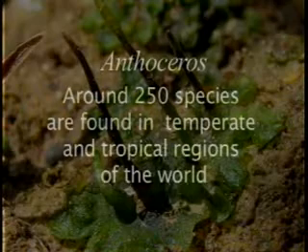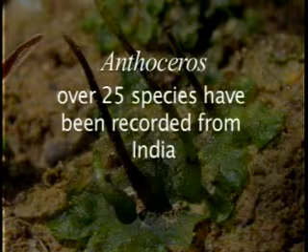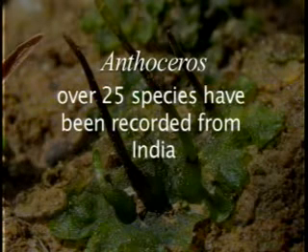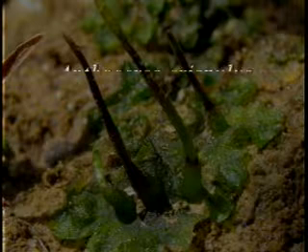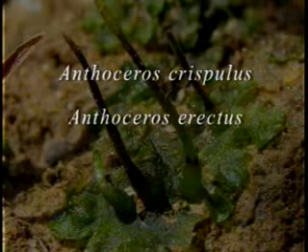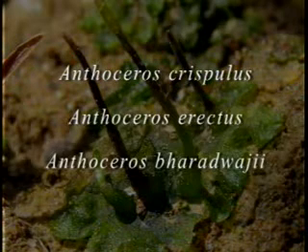Anthoceros is global in its distribution, with about 250 species in temperate as well as tropical regions of the world. Over 25 species of this genus have been recorded from India. Among Indian species, Anthoceros crispulus, Anthoceros erectus, and Anthoceros bhardwajae are commonly found in all the major biogeographical regions of the country, which include Eastern Himalaya, Western Himalaya, and South India.